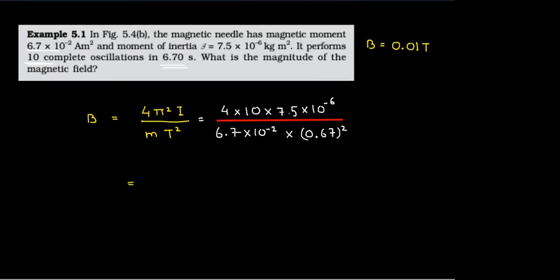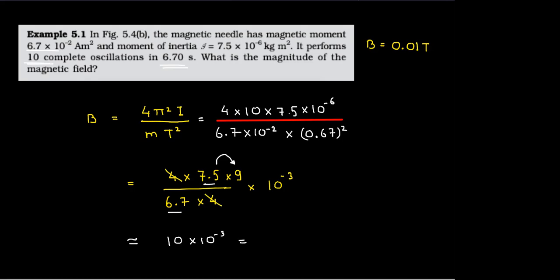Now I'll just show you quickly how to get the answer. So 4 into 7.5 divided by 6.7. 0.67 you can write as 2 by 3. So it becomes 4 by 9 when you square it. 2 by 3 is 0.67, right? So that into 10 raised to the power minus 5 minus 2, so it becomes minus 3. Then this 4 is gone. Then 7.5 divided by 6.7, slightly more than 1. When you multiply with 9, you'll get close to 10. After this, you can look at the options also and get the correct answer. So roughly it is 10 into 10 raised to the power minus 3, which is 10 raised to the power minus 2, that is 0.01 Tesla.